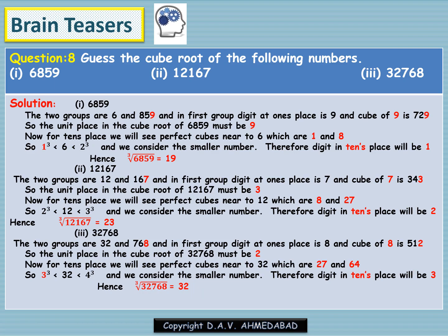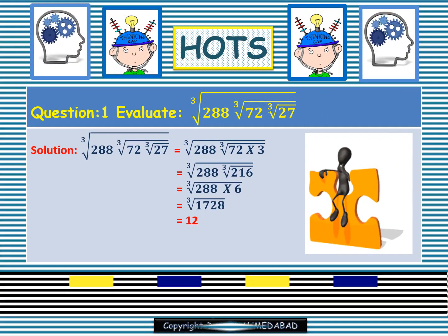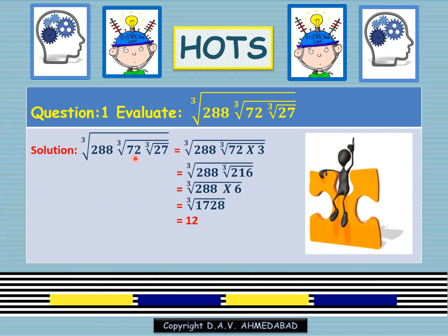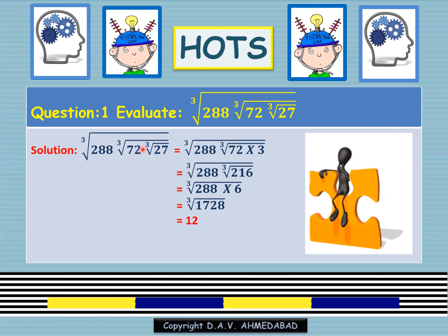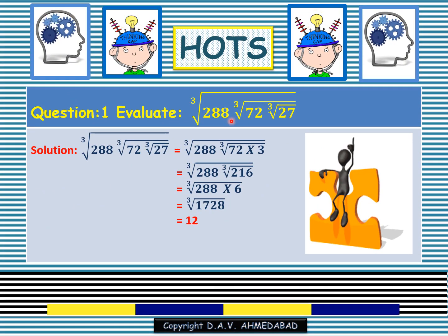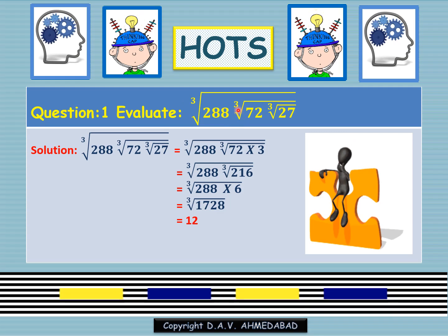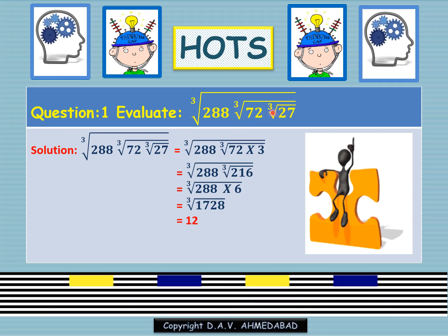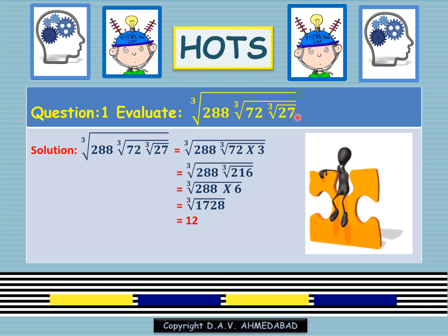Now let's move to the next. Now let us do HOTS. Question number 1 is evaluate cube root of 288 into cube root of 72 into cube root of 27.